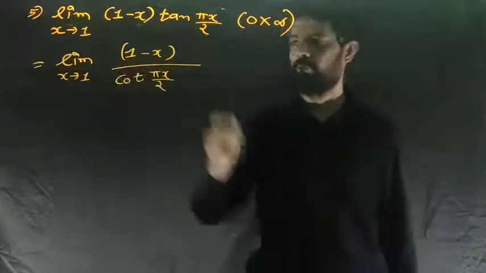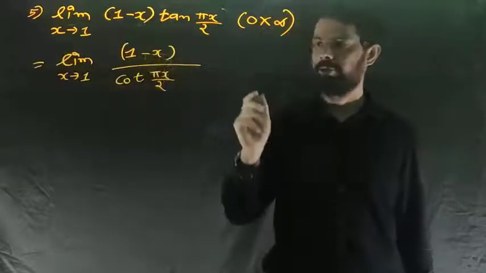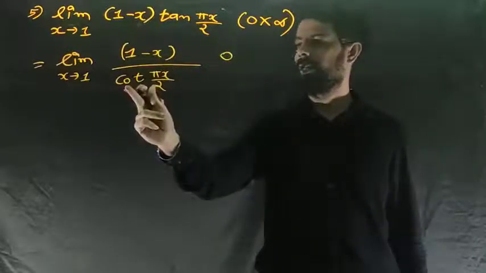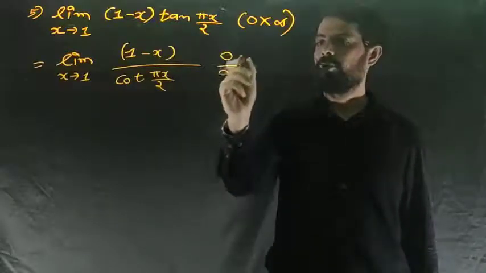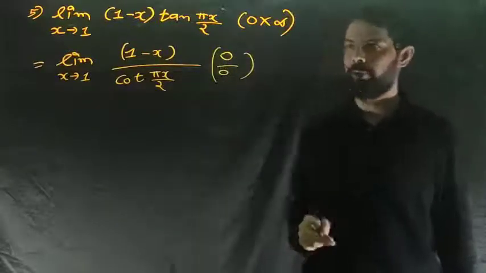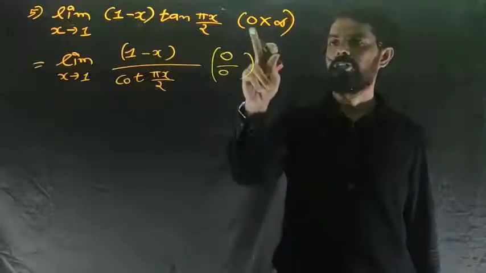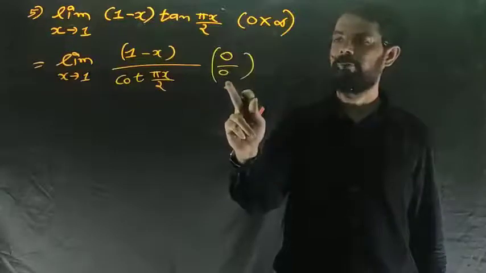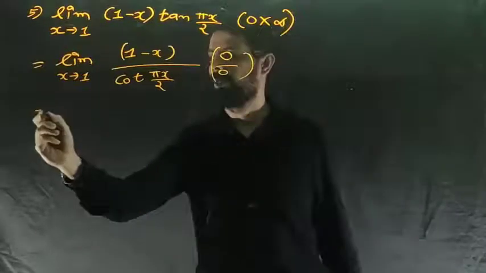Now if we check the form of this result, then replacing x by 1, 1 minus 1 is 0. And here cot pi by 2, and the value of cot pi by 2 is 0. So now it is 0 by 0 form, so we can use L'Hopital's Rule. This way 0 into infinite form can be converted into 0 by 0 form. So we can use L'Hopital's Rule.